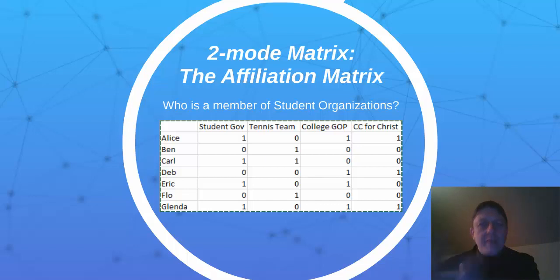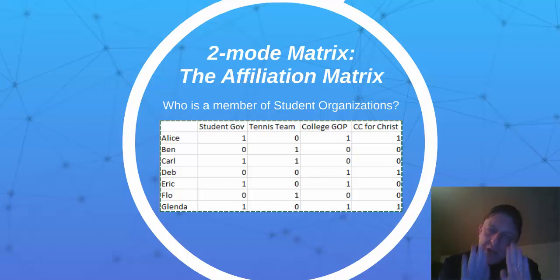And a two-mode matrix is called an affiliation matrix. Why? Because you have two kinds of objects, and one of them is a node and the other is the affiliation of the node with an event or an organization, a group, something like that. That's why it's called an affiliation matrix.